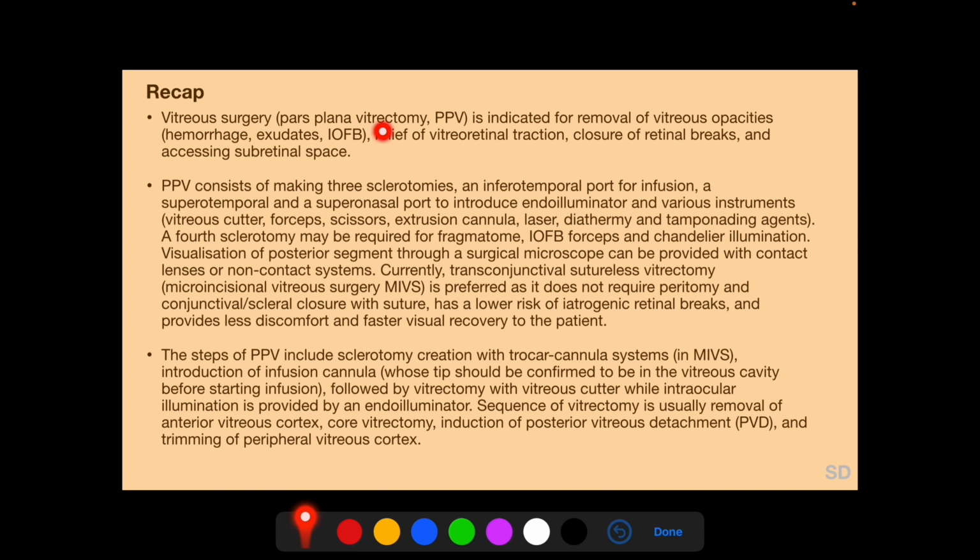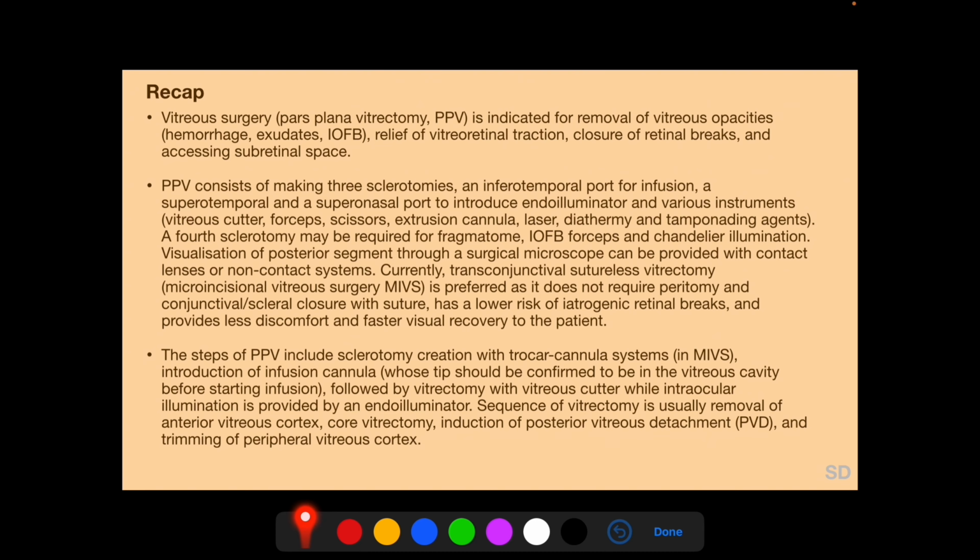Vitreous surgery or pars plana vitrectomy is indicated for removal of vitreous opacities such as hemorrhage, exudates, and intraocular foreign bodies, relief of vitreoretinal traction, closure of retinal breaks, and accessing the subretinal space. PPV consists of making 3 sclerotomies: an inferotemporal port for infusion, and a superotemporal and a superonasal port to introduce the endoilluminator and various instruments. A 4th sclerotomy is occasionally required for fragmatome, intraocular foreign body forceps, and chandelier illumination. Visualization of the posterior segment through a surgical microscope can be provided with contact lenses or non-contact systems.